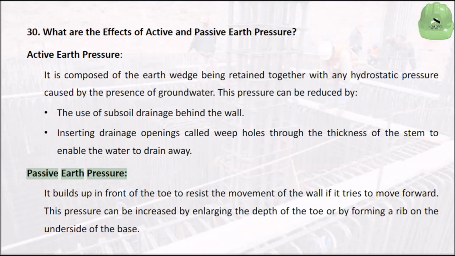Passive earth pressure builds up in front of the toe to resist the movement of the wall if it tries to move forward. This pressure can be increased by enlarging the depth of the toe or by forming a key on the underside of the base.